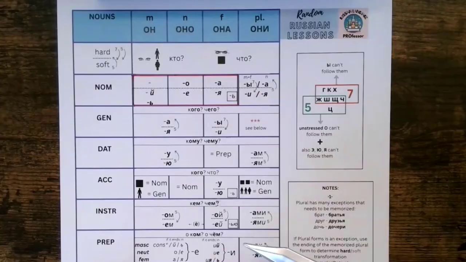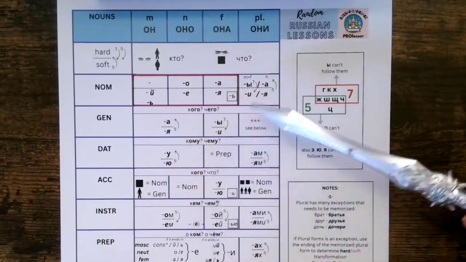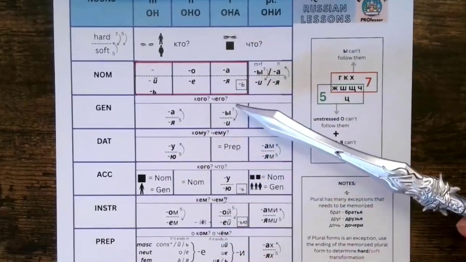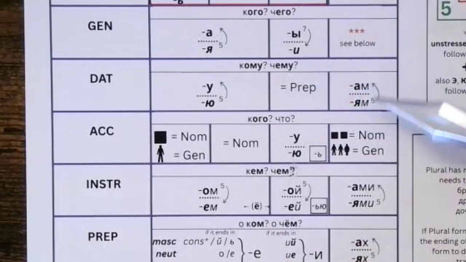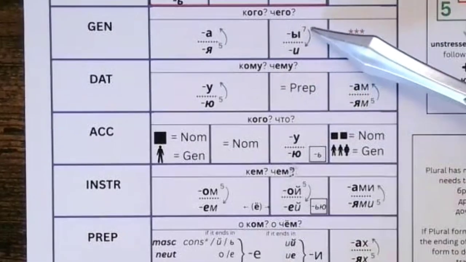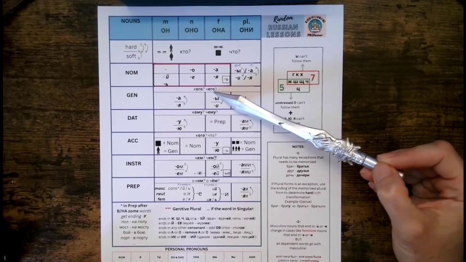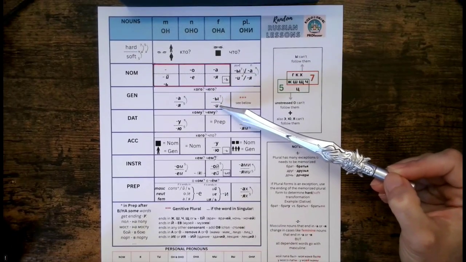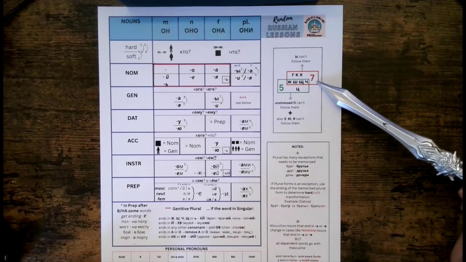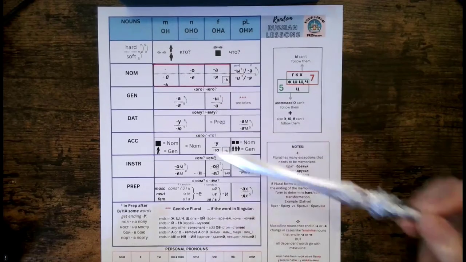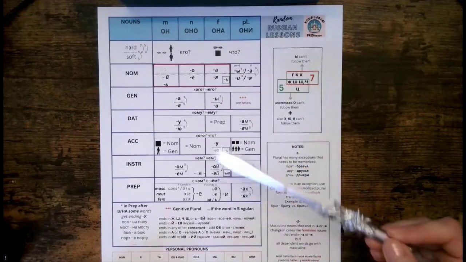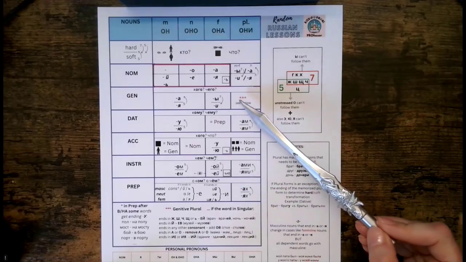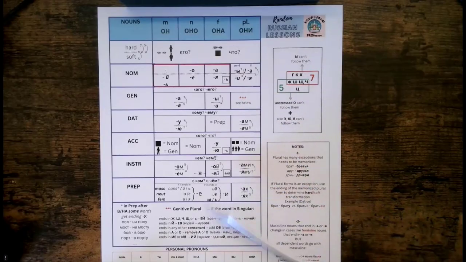Now, in terms of the endings, as you can see here, we have the endings, and we also have the 7 and an arrow, or 5 and an arrow. It means that this ending has to change to E if we can apply the 7-letter rule. And I'll show you that in a second. Okay, so here I also have these asterisks and see below. Genitive plural endings required a little bit more space, so I put it here.